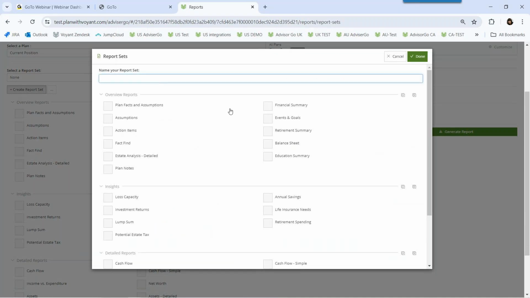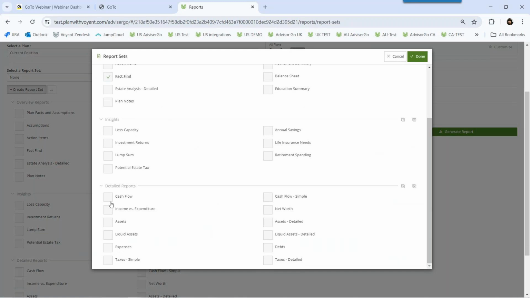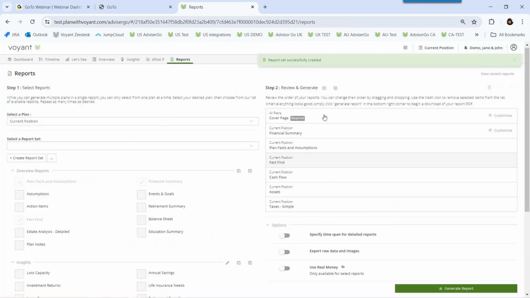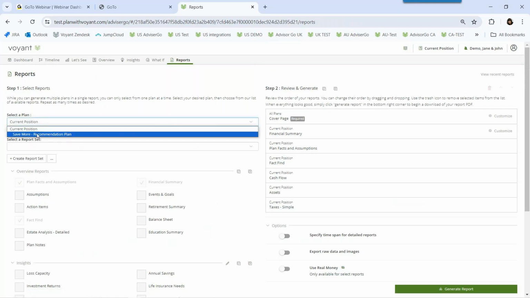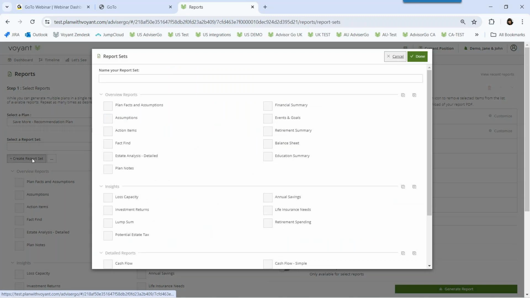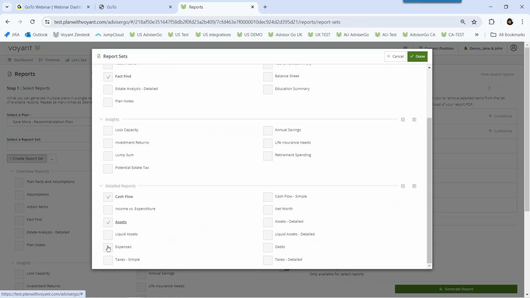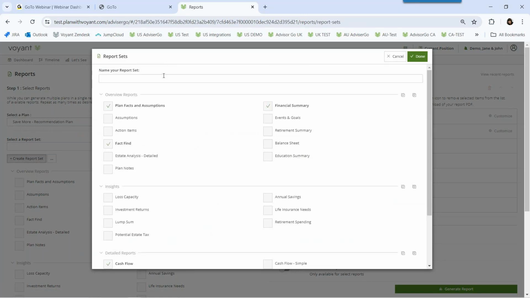You can give it a name and then select your favorite reports for the scenario that you're looking at, and make sure to send that with the clients. So let's do a simple example of this. You can look at the report from the current position and do the Save More plan and do the same thing, where we've created a report set, and I'm going to do cash flow, assets, and taxes simple.